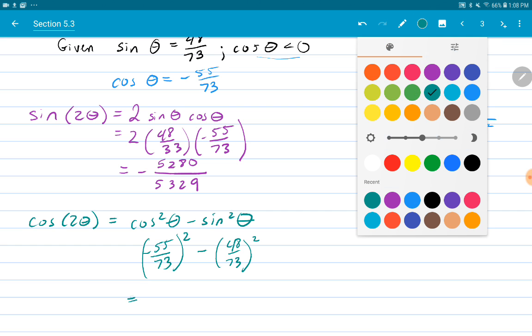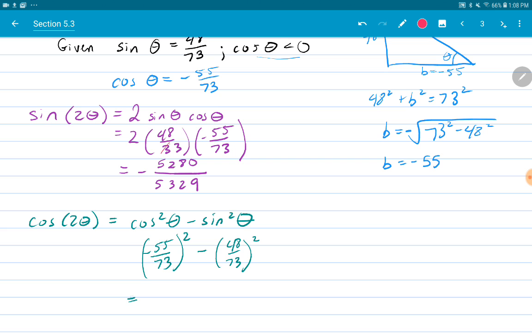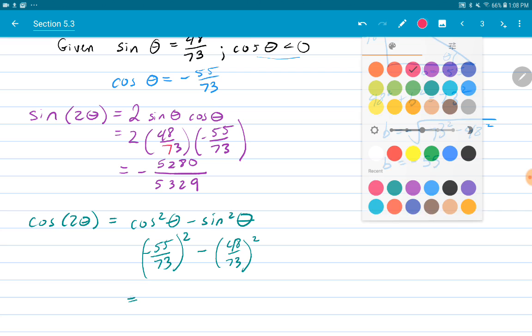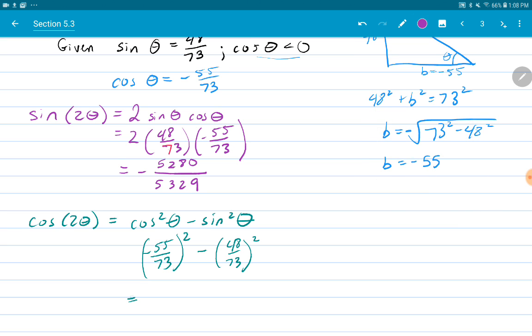Sorry, let me correct this real quick. I'm seeing that this should be a 73. I don't know where I got that 33. I think that was just a typo. So that should be 73. Okay, there we go. The reason I noticed that is because I'll be using that fact again in this one.